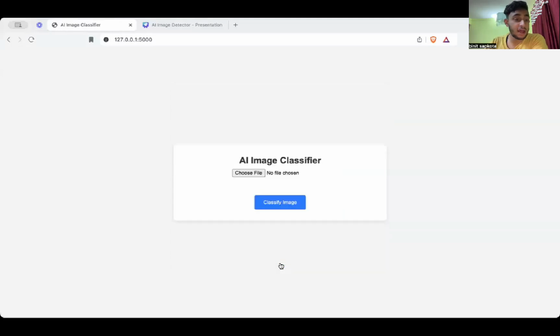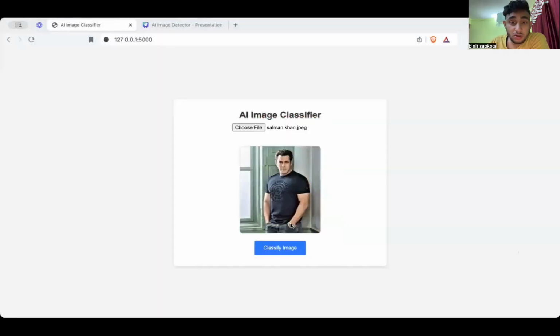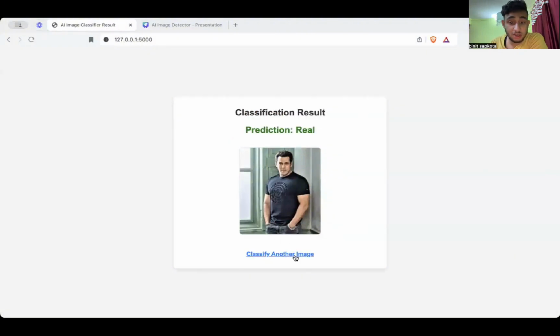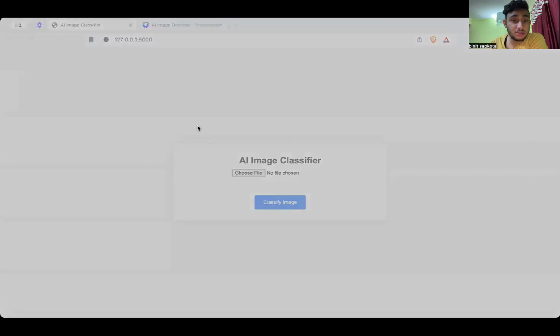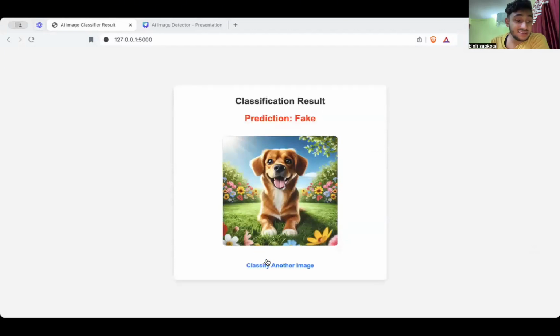For example, I have chosen two images. One image is a picture of the Bollywood actor Salman Khan, whereas the other image is from ChatGPT. First of all, let's see how it classifies. Right now we have two classes, one is real and one is fake. When I insert the image of Salman Khan, it classifies it as a real image. Similarly, when I enter the image of a dog which was generated using ChatGPT, let's see what it predicts. It predicts that it's fake.